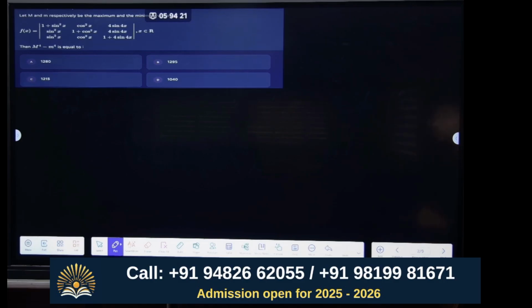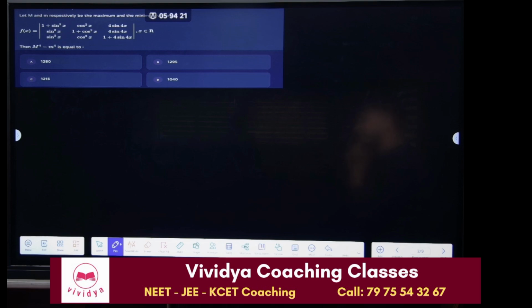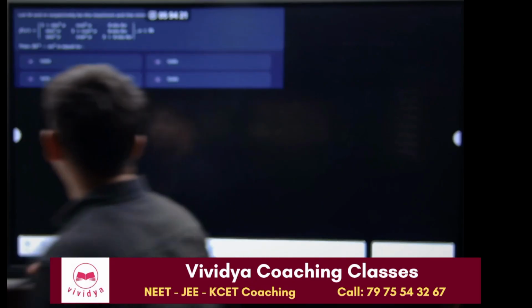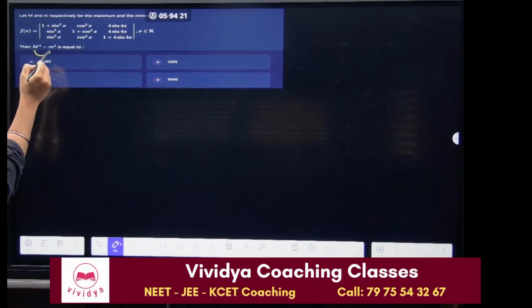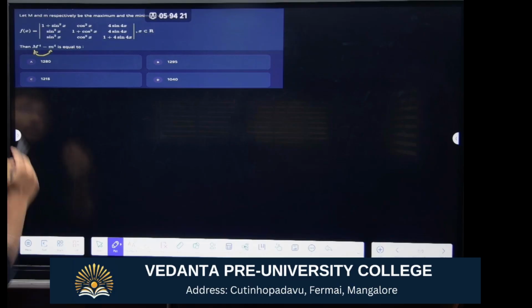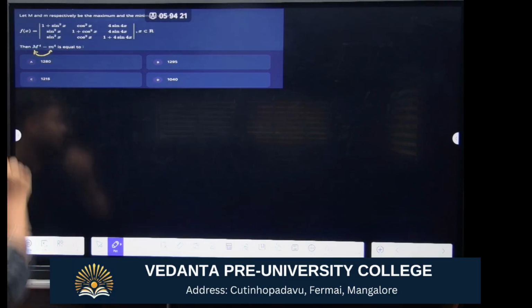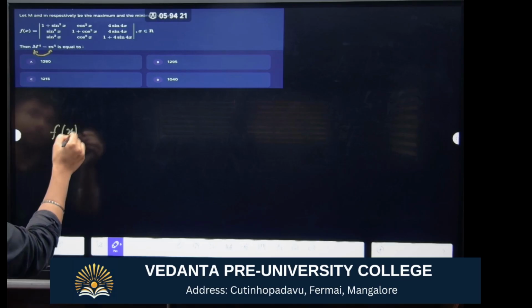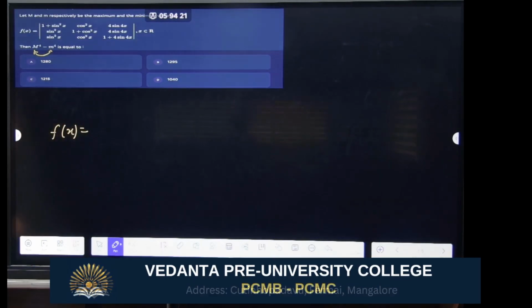Again, in the second question, you can see there is one determinant given, and capital M and small m are nothing but the maximum and minimum value of this. Once you find the maximum and minimum value, then you have to solve this expression. Now to solve this expression, again we have to find the maximum or minimum. So first we have to solve this and find the value of f of x.